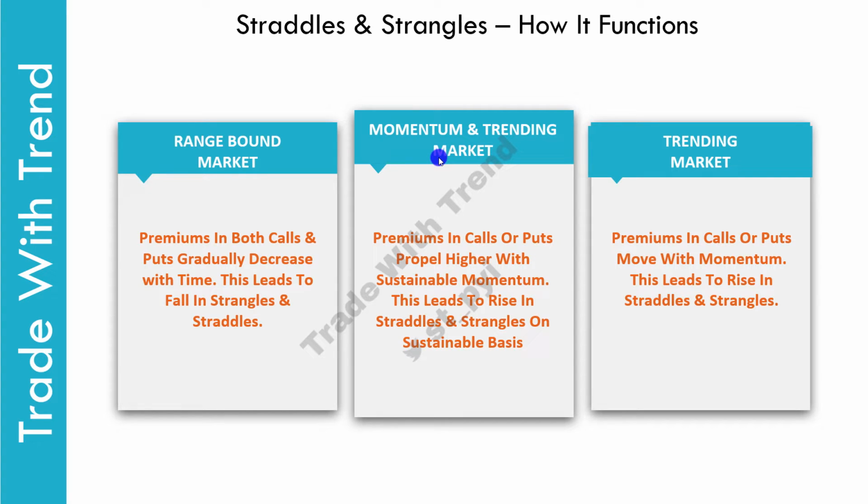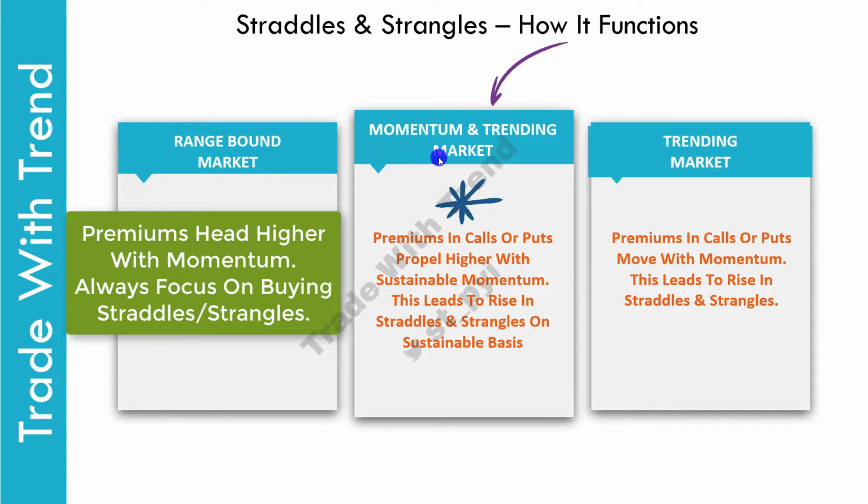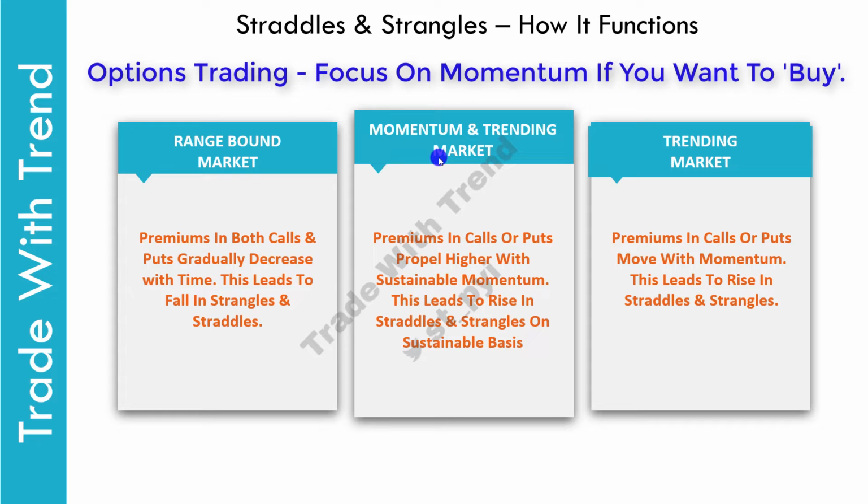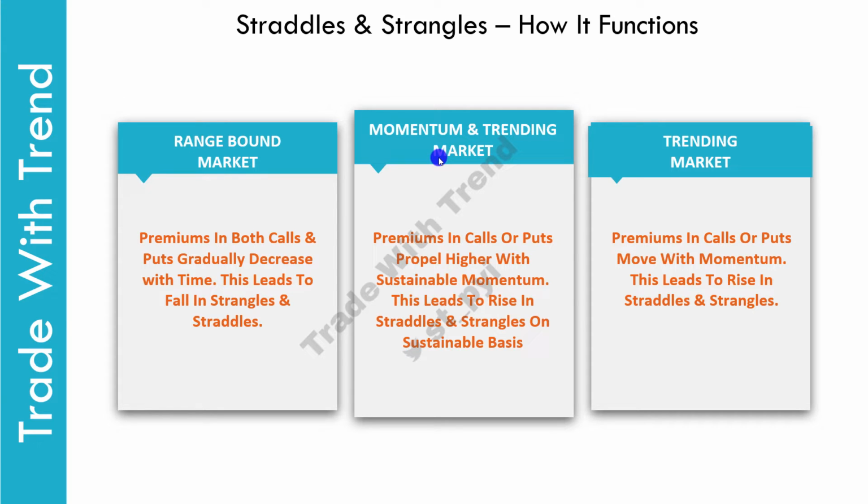In a momentum and trending market, premiums in calls and puts combined together will head higher. This is when you should be looking to buy straddles or strangles as you will benefit a great deal. As an options trader, the ideal scenario for you is to be in a trending market with strong momentum. As the trend strengthens, either calls or puts will propel higher. For example, if the trend is up and momentum is strong, put premiums would head lower, but call premiums would rise so fast that premiums when combined together would still trend higher. This is where you will profit a great deal.